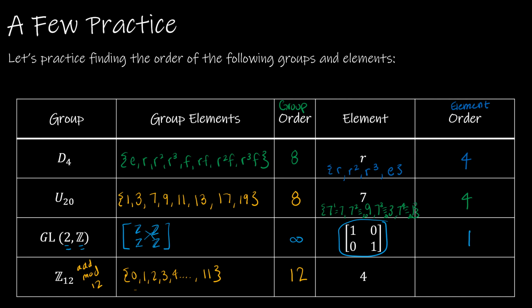The element of 4, remember, this is not multiplication, this is addition. So basically I'm saying 1 times 4, which is 4. And then 2 times 4, which is 8. And then 3 times 4, which is 12, but 12 is 0 mod 12. And therefore that's back to the identity because the identity in this case is 0. So the order of that specific element is 3.